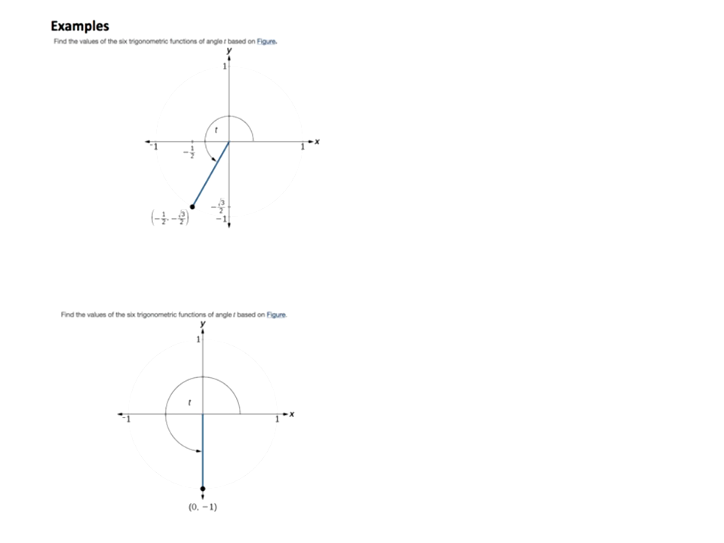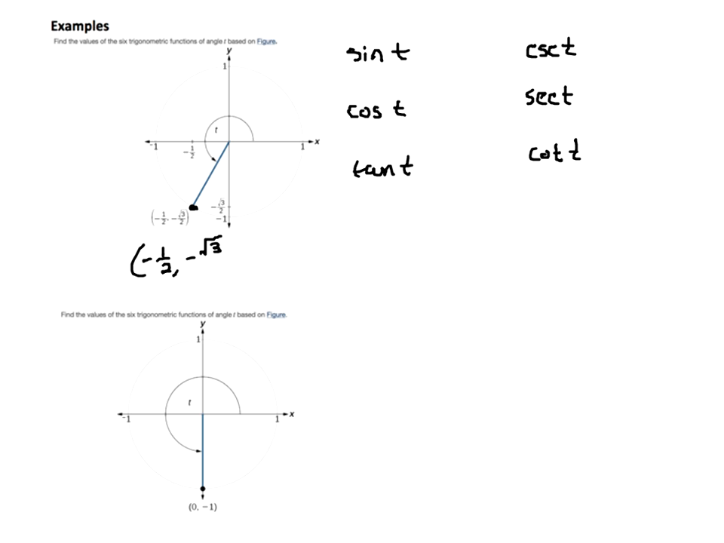Here, we're just finding the values of the 6 trig functions like we've been doing this entire section. So sine t, cosecant t, cosine t, secant t, tangent t, cotangent t. Okay, so we're given the coordinates -1/2, -√3 over 2.